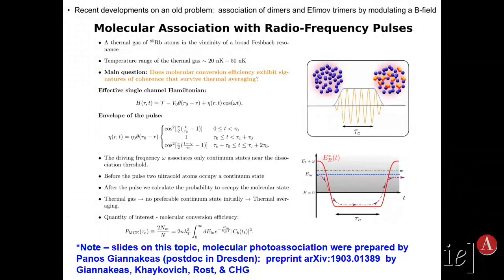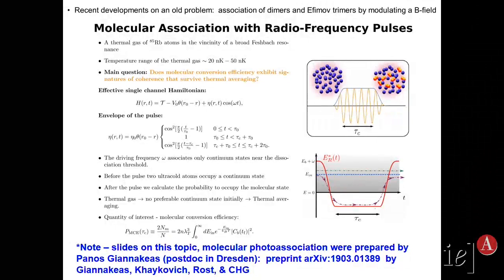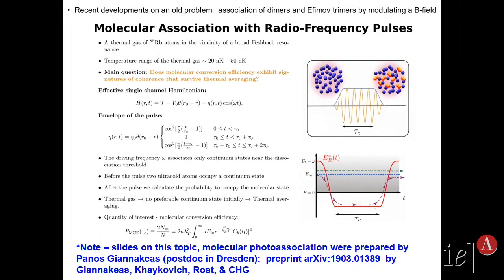Basic idea of this experiment is to start from this gas of free atoms, now have a modulated field pulse, so there's a turn-on time and a turn-off time. After the turn-off time, you look and see how many dimers you have or how many atoms you lost and presumably turned into dimers. And we have tried to describe this with the simplest one-channel type of Hamiltonian.